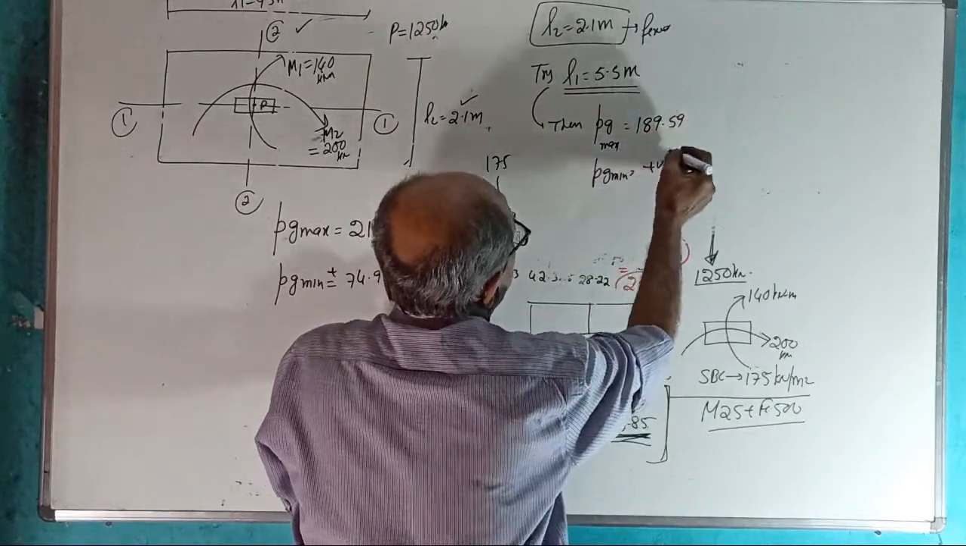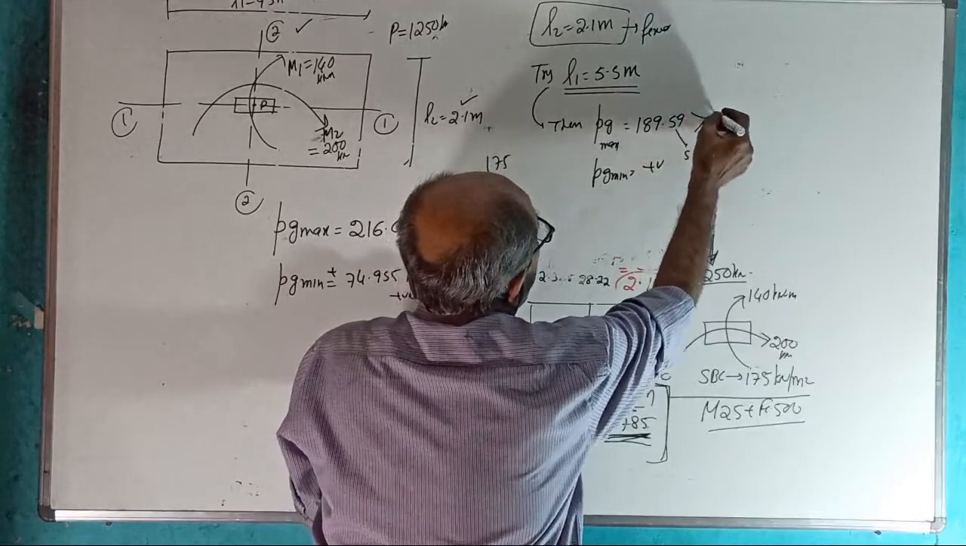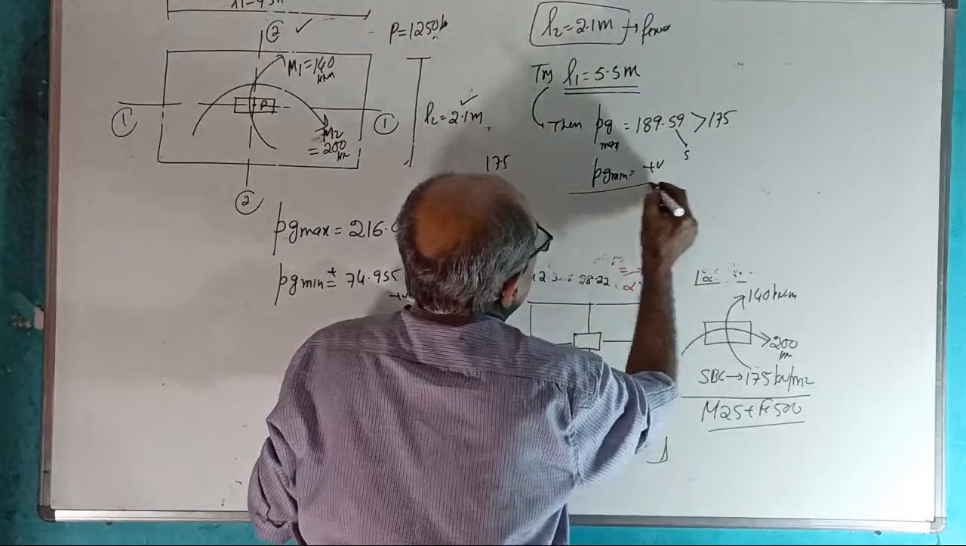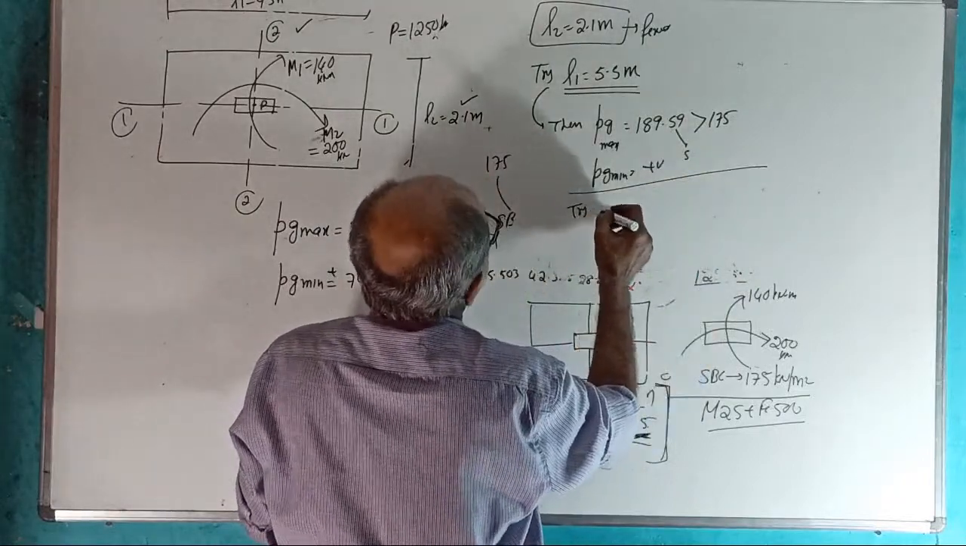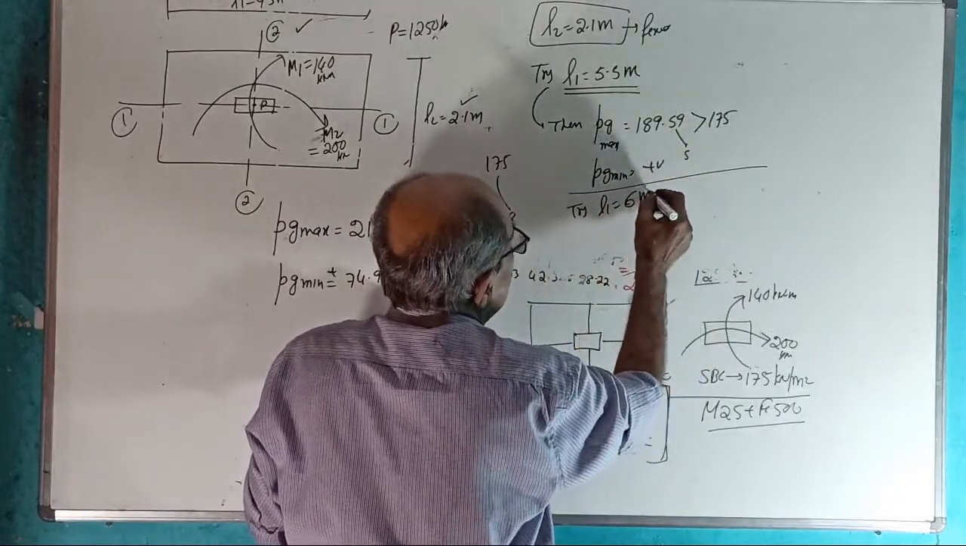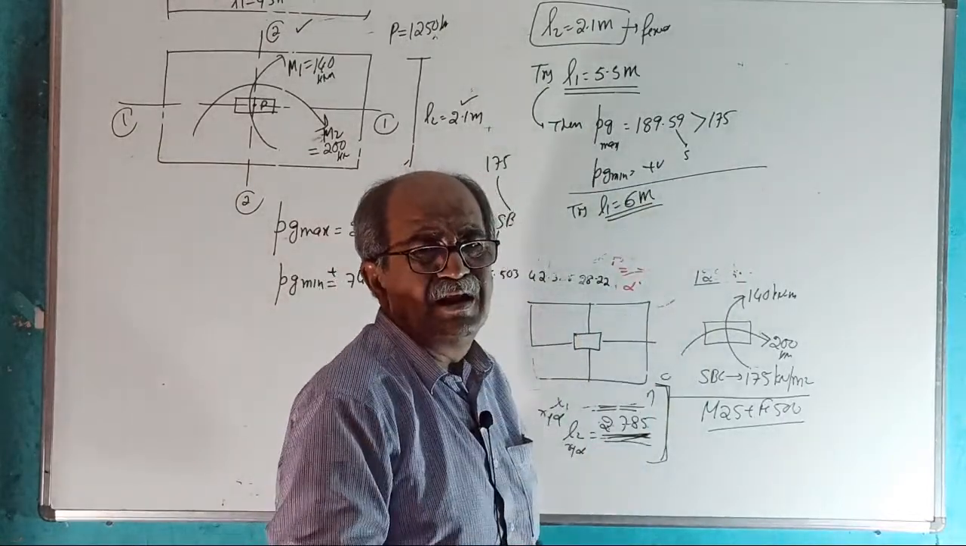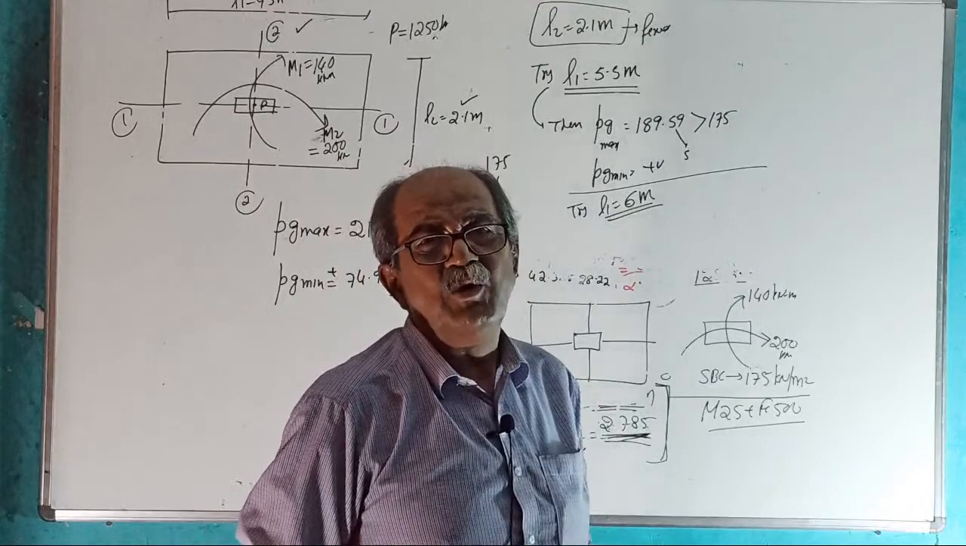189.59. This is positive. Therefore, still more than 175. Okay. Go for one more trial. Try L1 equal to 6 meter. Early, midway, no problem. Somebody may tell 6 meter. Yes, 6 meter. Someone will tell better go to combined footing.